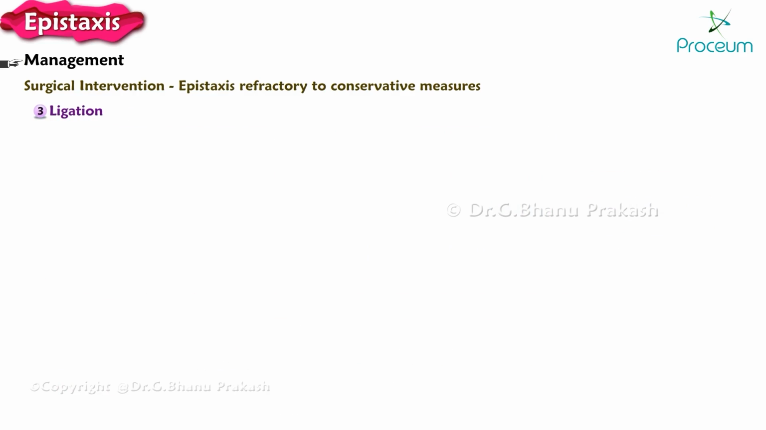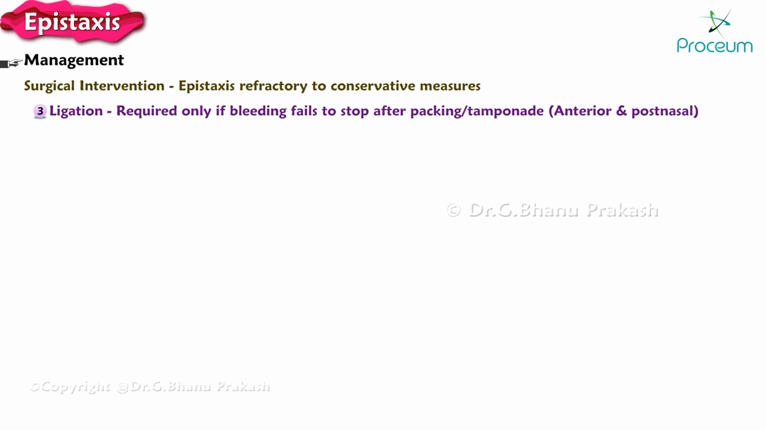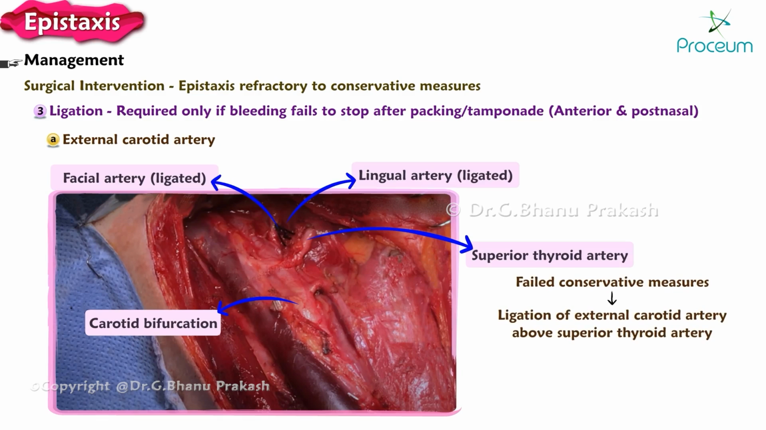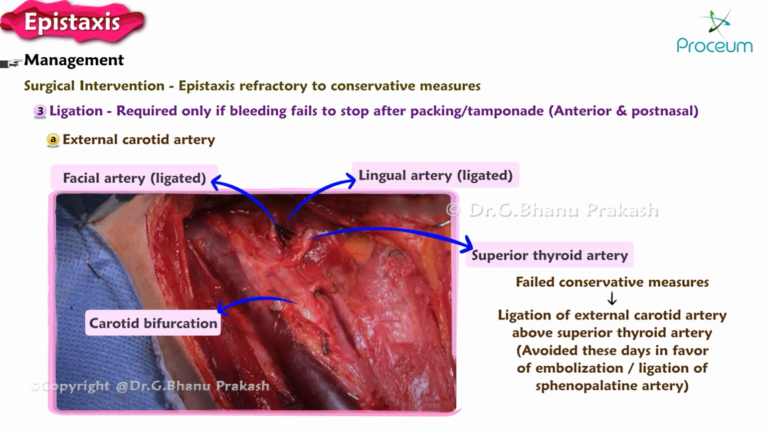3. Ligation. Ligation of the artery may be required only in refractory cases where bleeding fails to stop after packing, tamponade, anterior and postnasal. A. External carotid. When bleeding is from the external carotid system and the conservative measures have failed, ligation of the external carotid artery above the origin of the superior thyroid artery should be done. It's avoided these days in favor of embolization or ligation of more peripheral branches of the sphenopalatine artery.